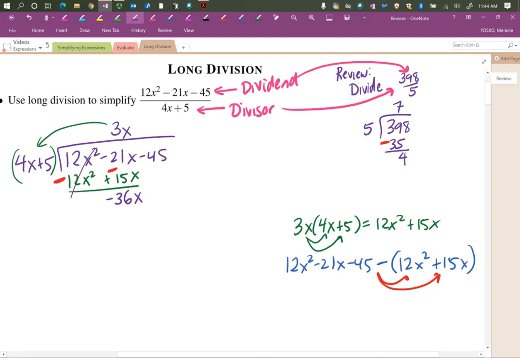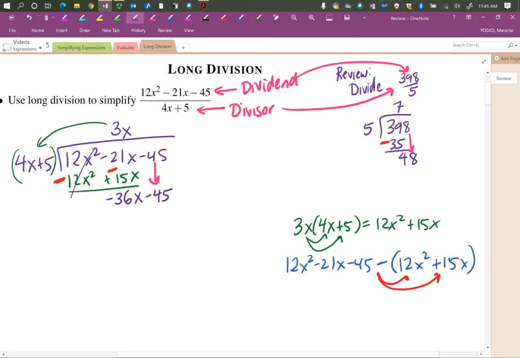Okay, and then when you were working over here in this problem, the next step you did was you brought the next term down. We put that 8 right there. So we're going to do the same thing over here. We're going to bring down this next term, minus 45.